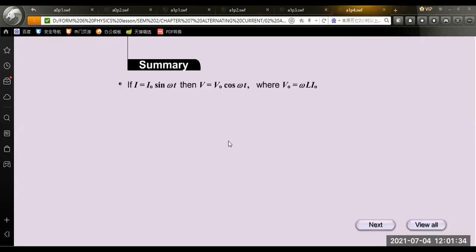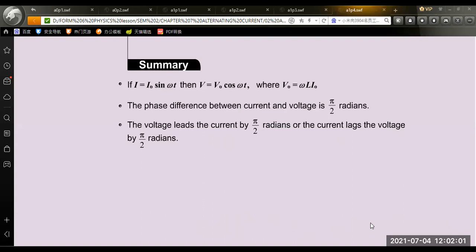Okay, as a short summary, if I equals I naught sin omega t, then V will be equal to V naught cos omega t, where V naught equals omega L I naught. The phase difference between the current and voltage is pi over 2 radian. The voltage leads the current by pi over 2 radian, or the current lags the voltage by pi over 2 radian.